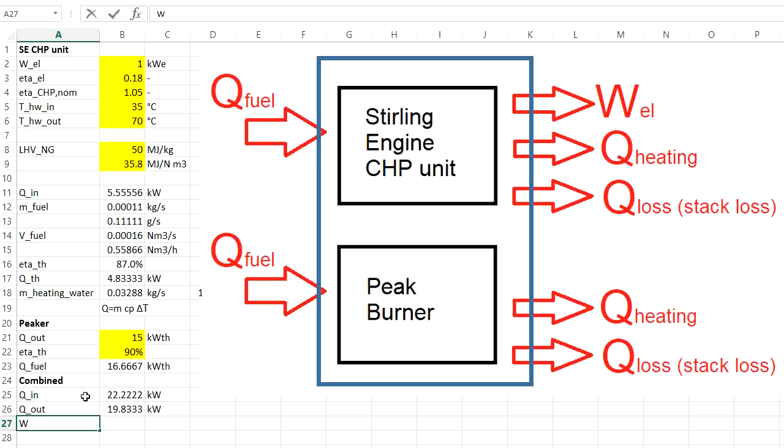And the electrical output will remain the same as the Stirling engine system, because we have it over here. We neglect any parasitic consumption of the peak burner. Let's say that it's just 0, so it will stay the same. In a real situation it might be slightly lower because of other electronics controlling some valves, maybe some additional small pump for the circulation of the water and so on in the peak burner. But we will say that the power output will remain the same.